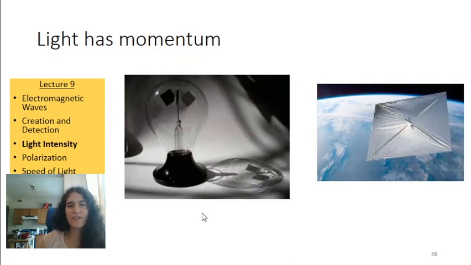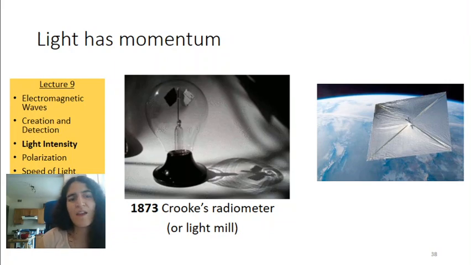Here I have a couple of pictures. This is called a Crookes radiometer, or another way to describe it is a light mill. It's a kind of pinwheel where one side of each blade is painted black and the other side is painted silver, in a vacuum-sealed bulb. Exposing this to light, you would see the windmill spinning, right?